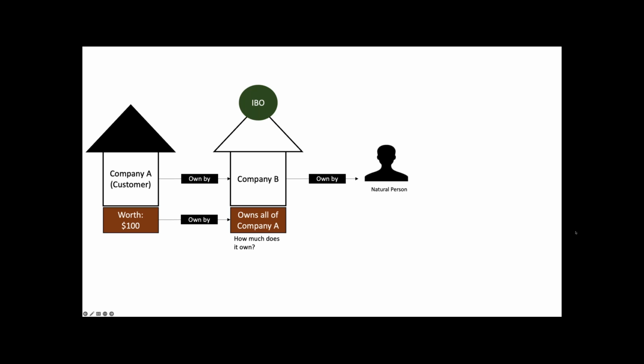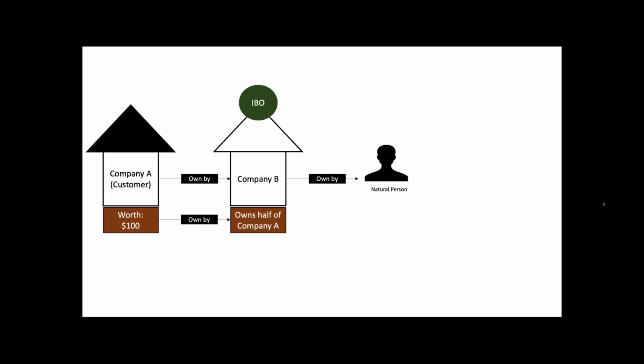So if company B owns all of company A, how much does company B own? $100. Does everyone agree? Yes. $100. Absolutely. So now, if it is $100, then company B is owned by a natural person. A natural person owns all of company B. Now, how much does he own? $100. Absolutely.